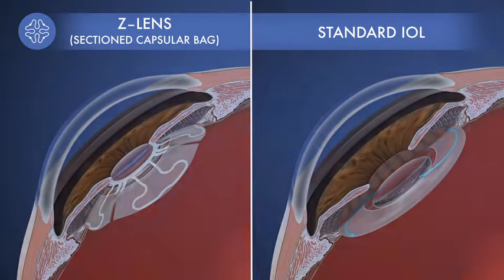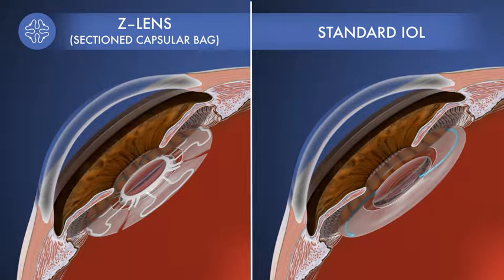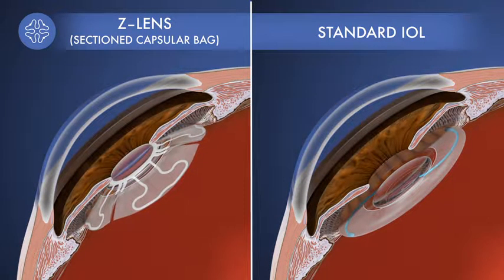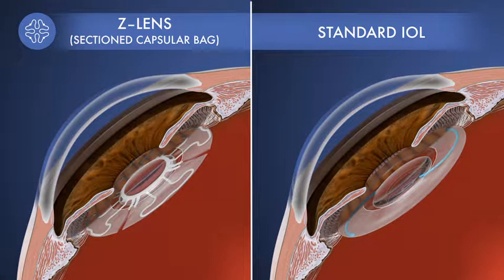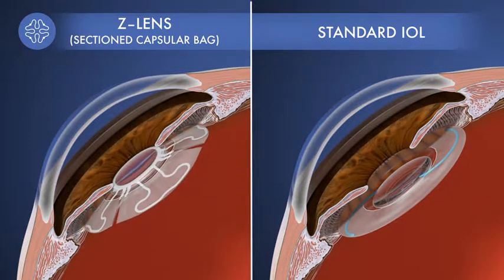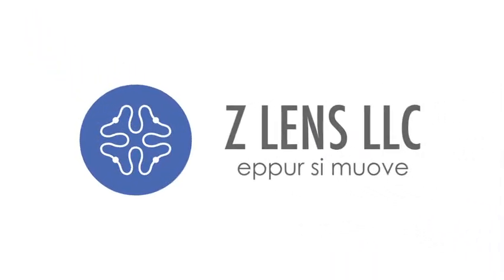In comparison, other IOLs are trapped in a rigid fibrosed capsular bag and cannot respond to the movement of the ciliary body. The Z-Lens captures the movement of the ciliary body and provides accommodation like the natural lens. Z-Lens has the potential to restore vision to millions of people who could be freed from the need for glasses. And yet, it moves.